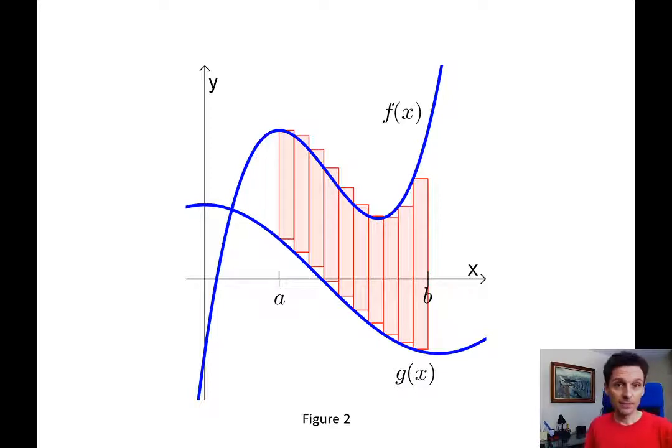And in the limit, as we would do in Math 180, Calculus 1, these area approximations would approach the true area between these two curves from a to b.